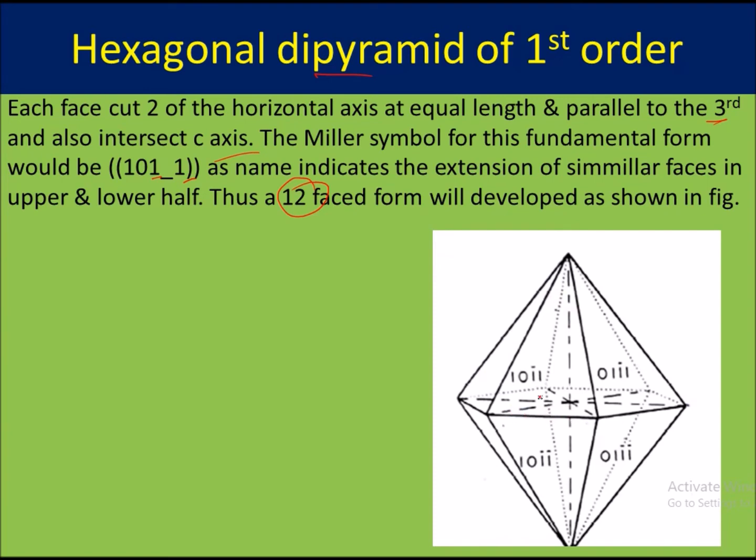If we understand the basics of this form, you can see that each face cuts two of the horizontal axes. So you can see 1, 2, 3. There are 3 horizontal axes, and every face cuts these two axes, but is parallel to this third one, and it is also cutting the C axis. So 6 faces will grow on the upper half and 6 will grow in the lower half. So this is a 12-face form that is known as hexagonal dipyramid of first order.